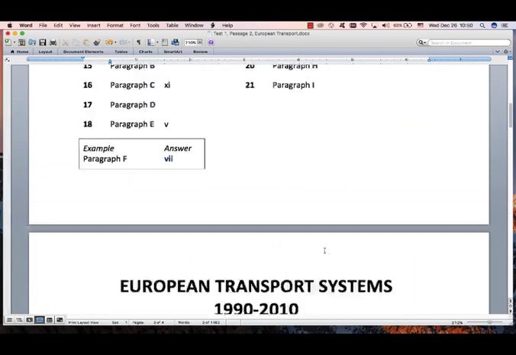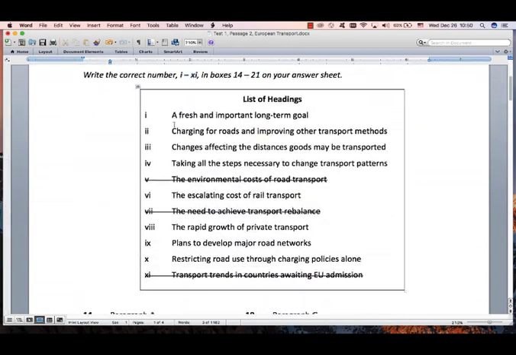Right, let's see if we can find any of those. No, charging for roads and improving other transport methods. Good. Pricing, charging, those are synonyms. Learn all of your money vocabulary, there's a lot. Make a special list for money vocabulary. Charging, pricing. So that reminds me of the second approach. Changes, distances, no. All the steps necessary, maybe. Escalating cost, no. Rapid growth, private, no. Plans to develop, no. And through charging policies alone.